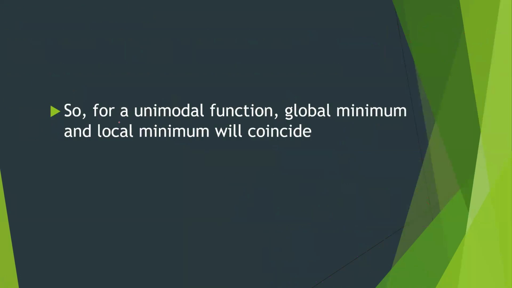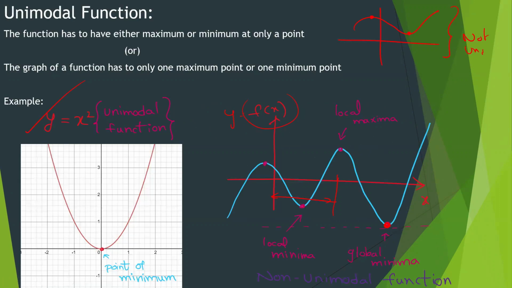So for a unimodal function, the global minima and the local minima will be the same, or will coincide. Why? Because as I said, if you take this example, this was the global minima and also the local minima. For a unimodal function, we have only one point that can be the maximum or minimum. So there is no global and local for unimodal functions. There is only the minimum point or the maximum.